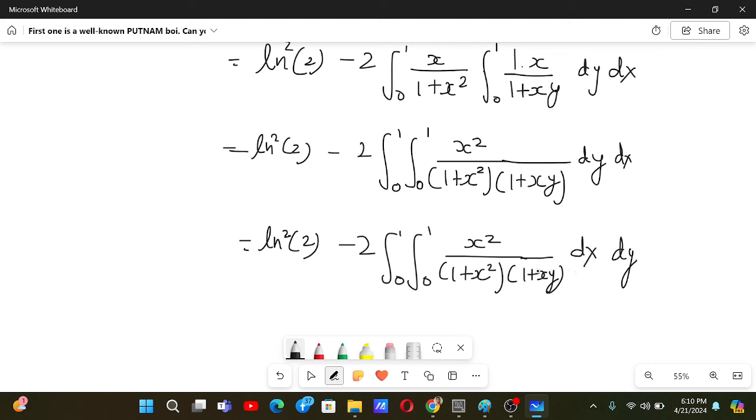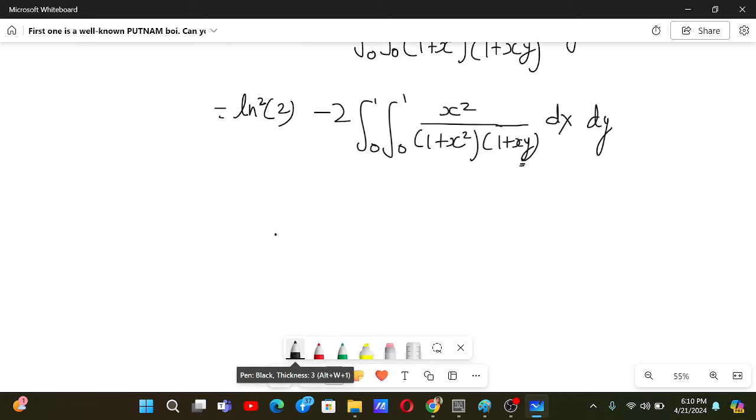Now, how do we begin solving this problem? Basically, I will now try to use the partial fractions way. And since this integral is in the world of x, I will consider y as a constant while making the partial fractions. Then let's try to do that. Ln squared 2 minus 2 times integral from 0 to 1, integral from 0 to 1. Now if we try to use the partial fractions, I basically have already done the partial fractions, so I don't think I'm going to do it again.